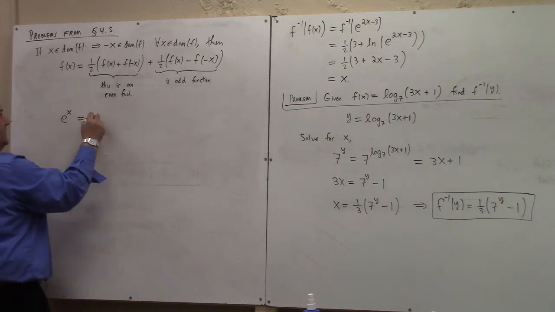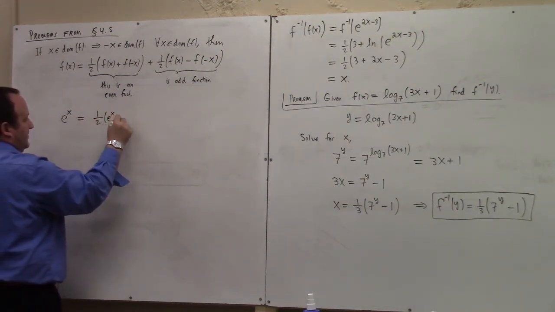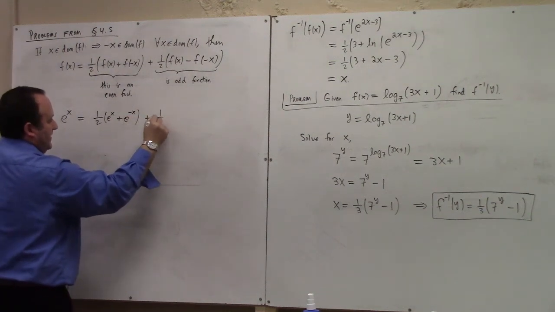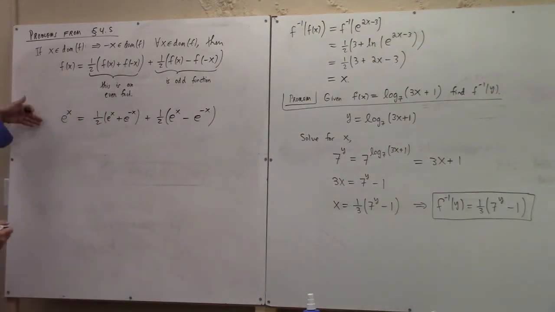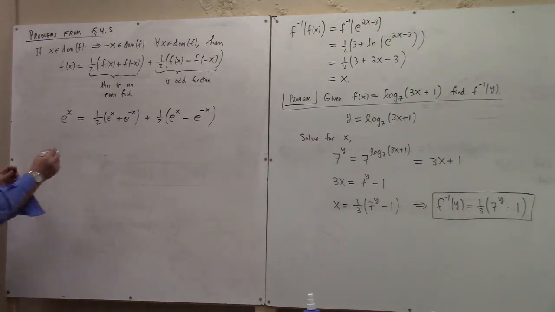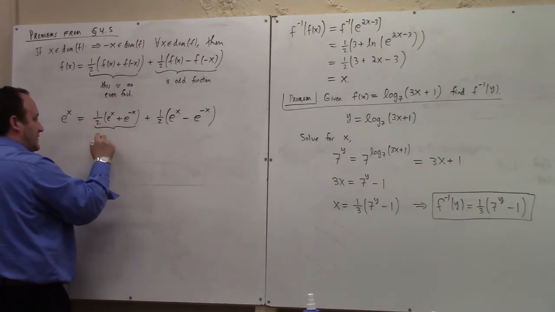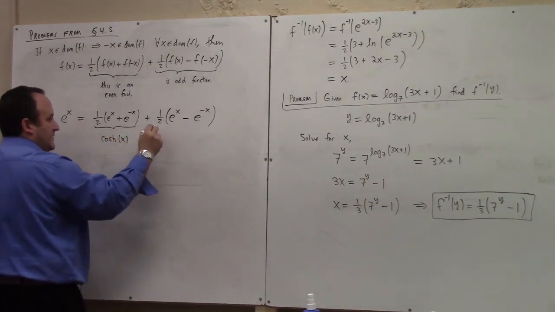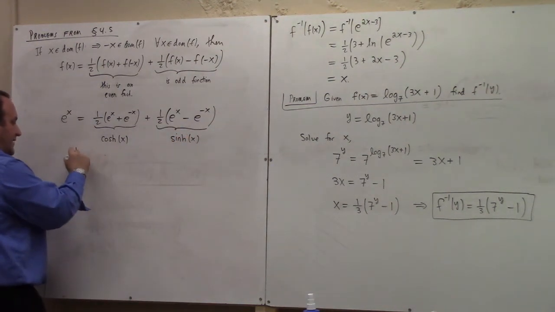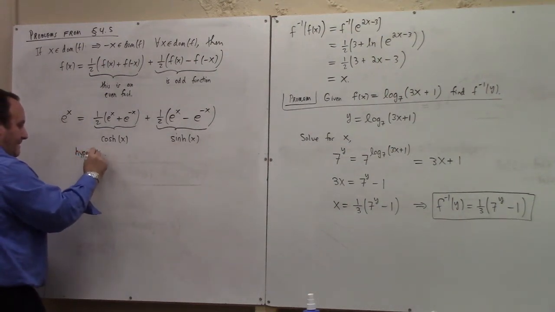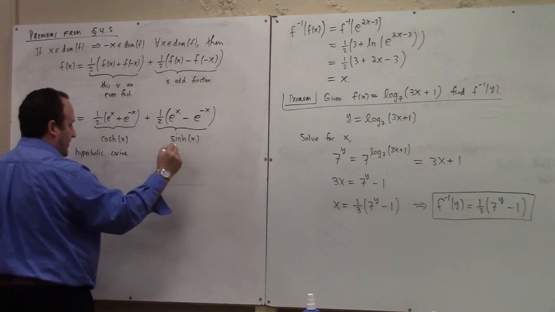e to the x is equal to 1/2 of e to the x plus e to the minus x, plus 1/2 of e to the x minus e to the minus x. So I'm just applying that algebraic identity to the exponential. It breaks the exponential up into two pieces: the even part of the exponential and the odd part of the exponential. And the even part of the exponential, this is a definition, this is called cosh of x. And this guy over here is called sinh of x. In other words, this is known as the hyperbolic cosine. And over here is the hyperbolic sine.